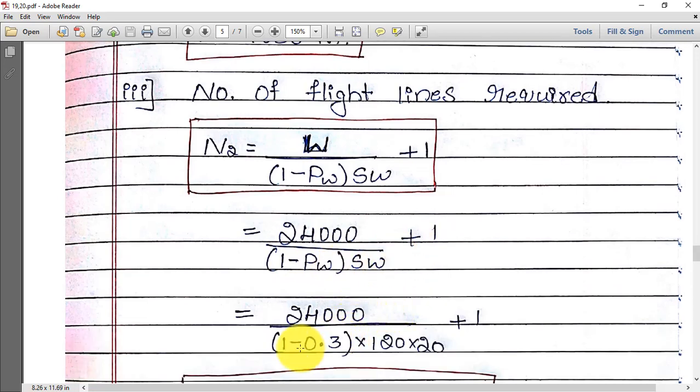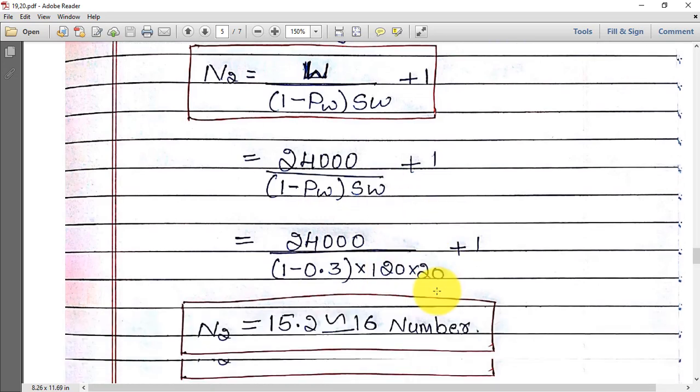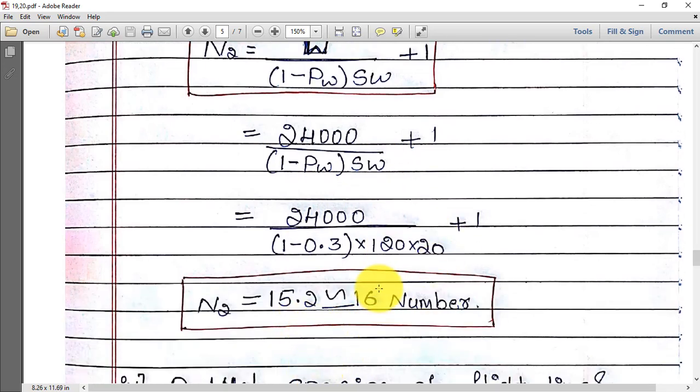So 24,000 divided by PW is 0.3, S is 120, W is 20. So you will get 15.2. That will be equal to 60 number. See here 15.2 is there, correct? 0.2. That means some people will round it down to 15 number. It should not be like that. It should be 16 number, next row number, because here 0.2% of area will be missed.